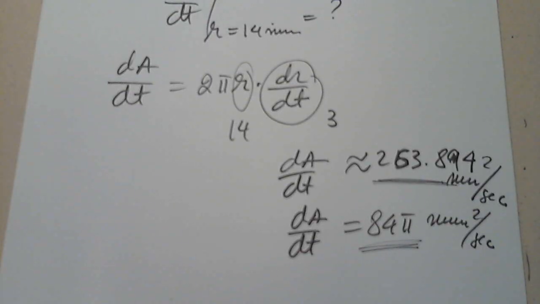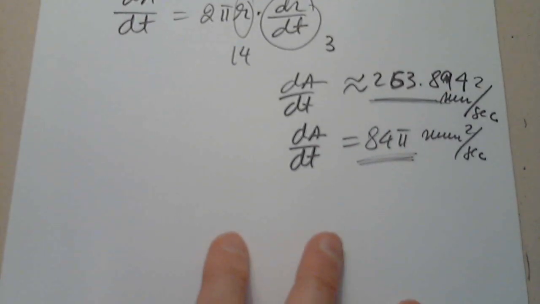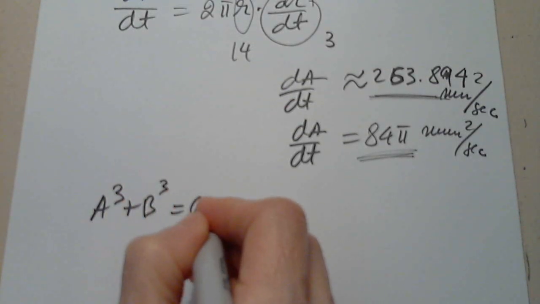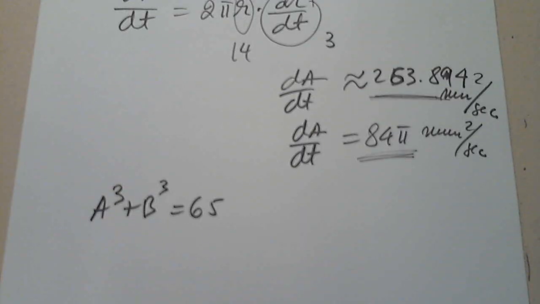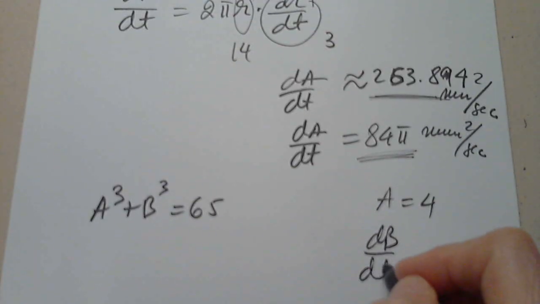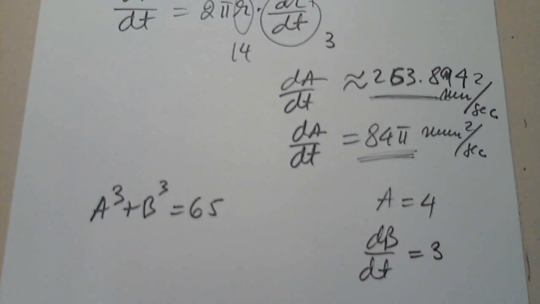Good. Let's look at 14. The same thing, dA over dt, dB over dt is the same problem. A cubed plus B cubed equals 65. Same idea. And they want us to find the rate of change dA over dt at the moment when A is 4 and dB over dt equals 3.